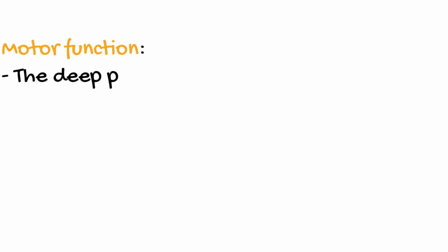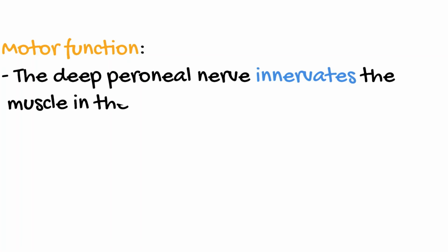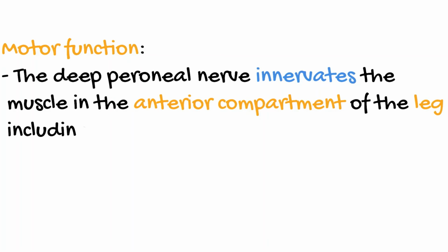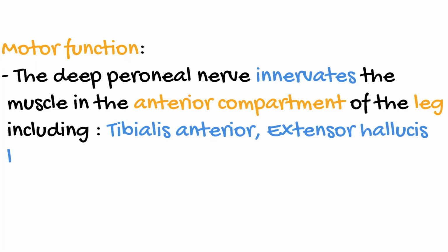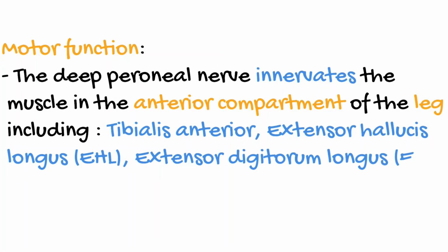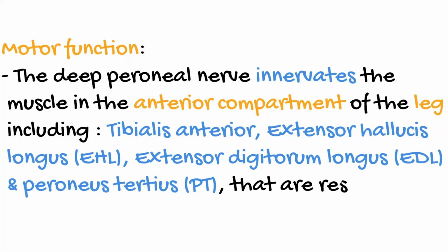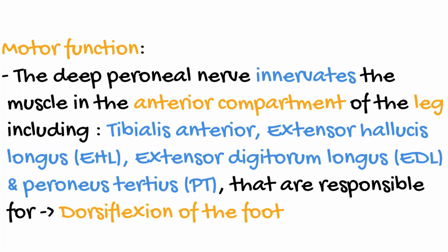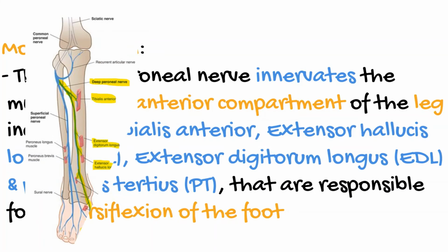Motor function. The deep peroneal nerve innervates the muscles in the anterior compartment of the leg, including the tibialis anterior, extensor hallucis longus (EHL), extensor digitorum longus (EDL), and peroneus tertius (PT), that are responsible for dorsiflexion of the foot. As illustrated.